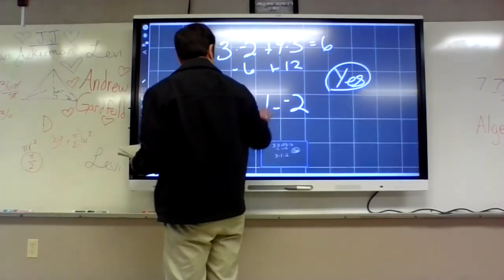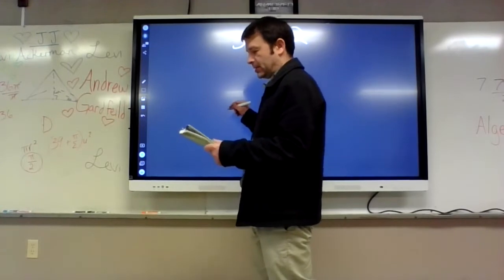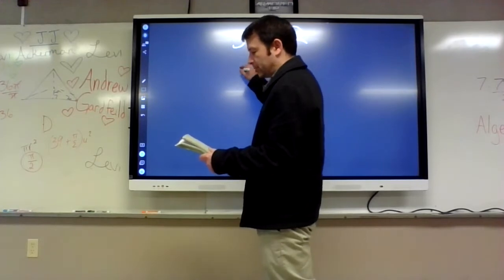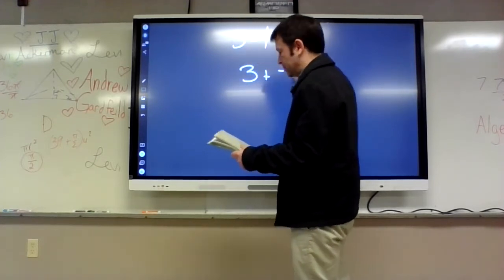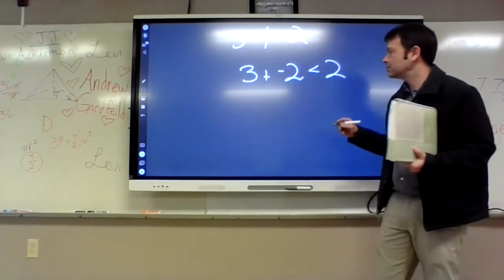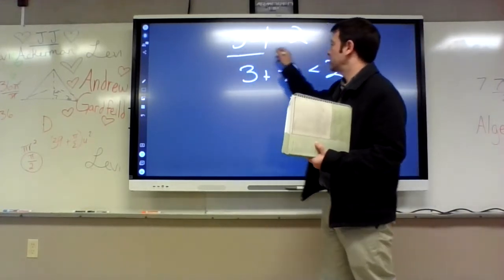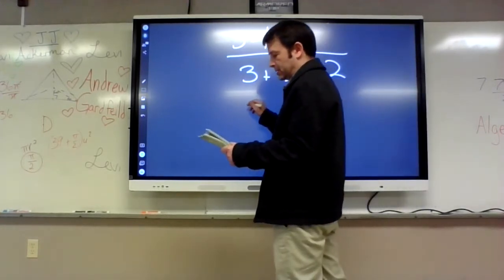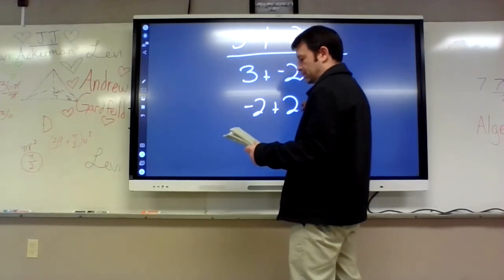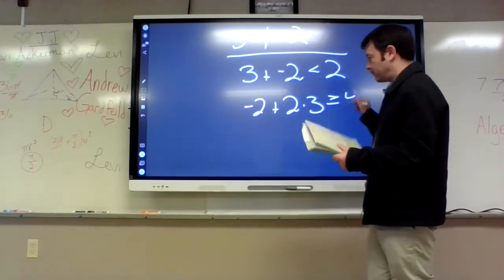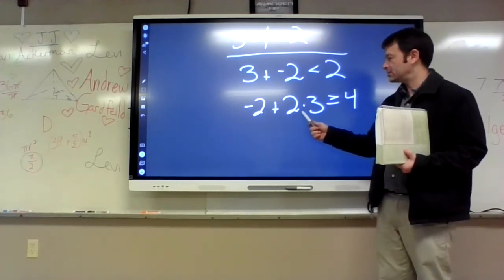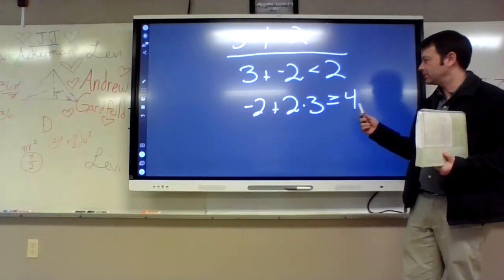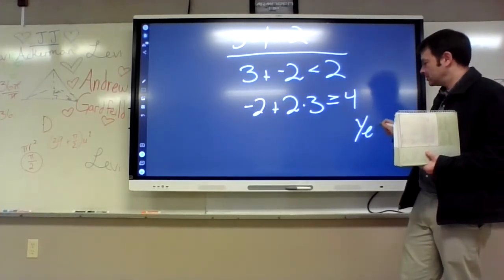Number 3. Same thing, except this one's an inequality, like less than and greater than. So same thing, but 3 plus negative 2, is that less than 2? Yes, because 3 plus negative 2 is 1. That's less than 2. And then the other one is negative 2 plus 2 times 3. Is that greater than or equal to 4? 2 times 3 is 6, plus negative 2 is 4. Is that greater than or equal to 4? That would be yes also.